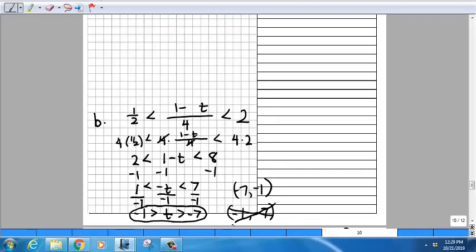Let's check a number between minus 7 and minus 1. What's a number between minus 7 and minus 1? Negative 3, right? Just pick one that's easy. Minus 3, and let's check it and see if we think it works. So I have 1/2 is supposed to be less than 1 minus minus 3 over 4 less than 2. Is this right? Let's see, 1/2 less than 1 minus minus 3 is 4.